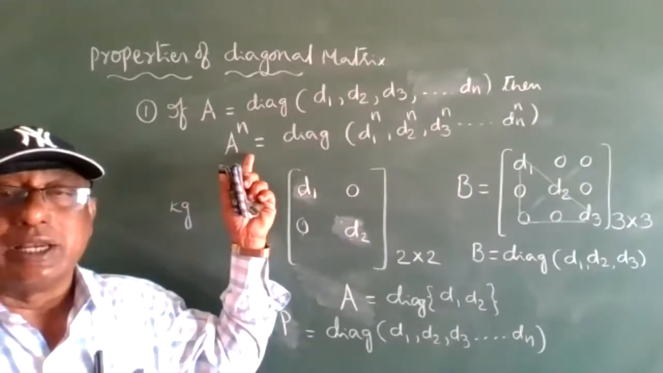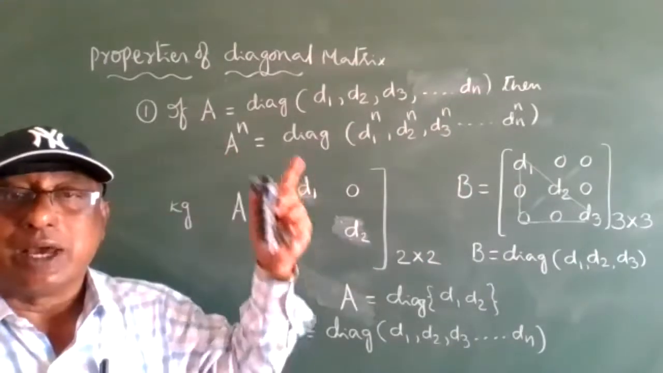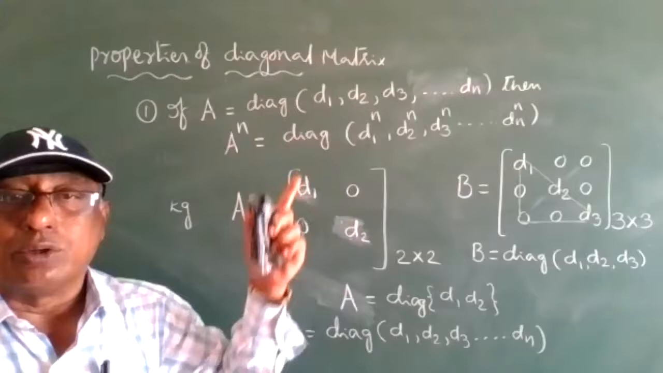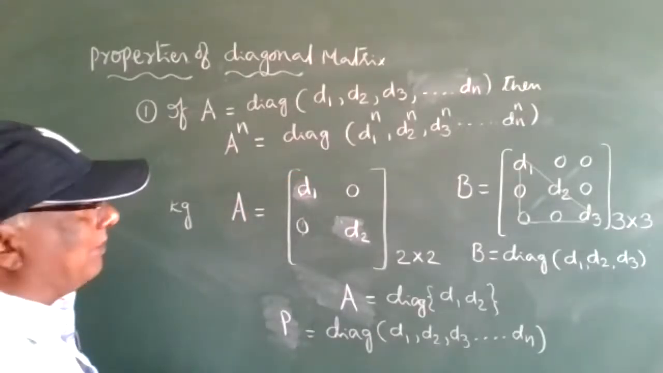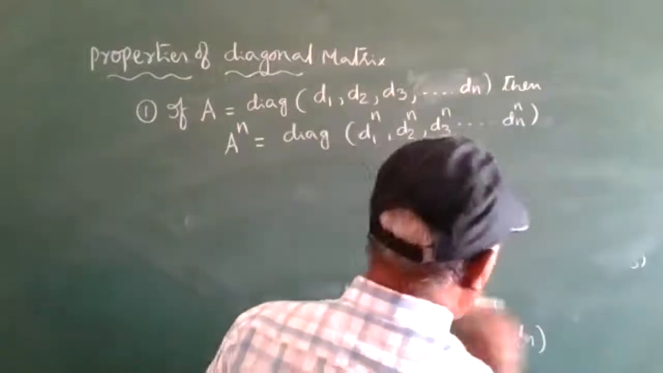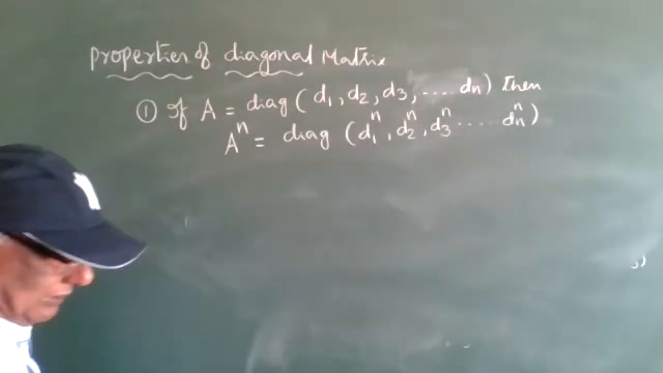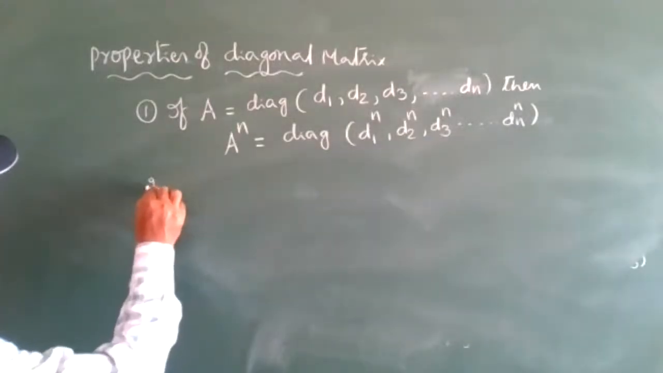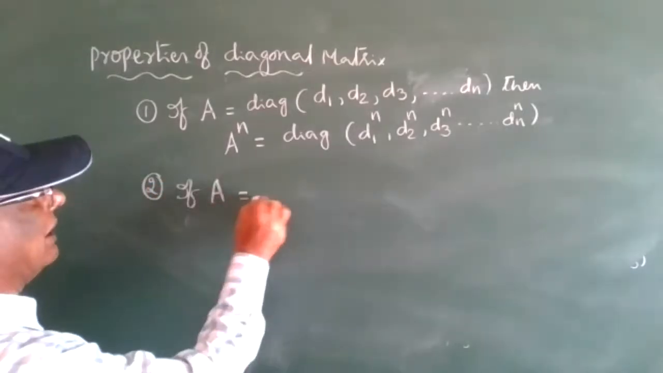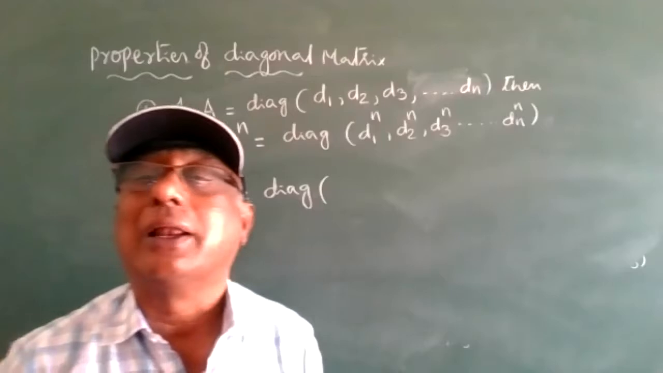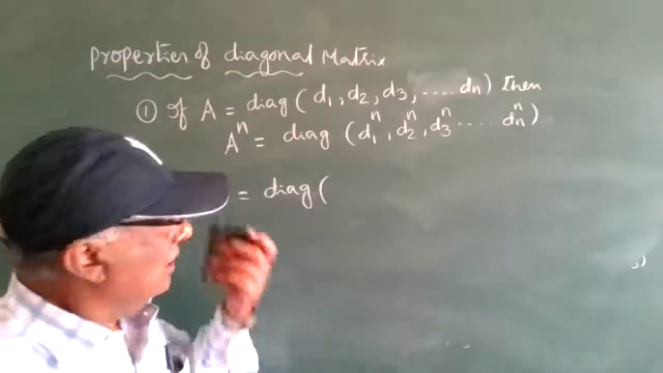So A squared for the diagonal matrix is D1 squared, D2 squared, D3 squared. That's enough for me. Right. The second property: if A is a diagonal matrix, already you know that a diagonal matrix means only the principal diagonal, the first element diagonal.